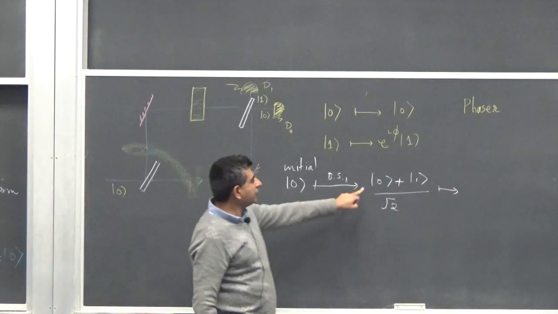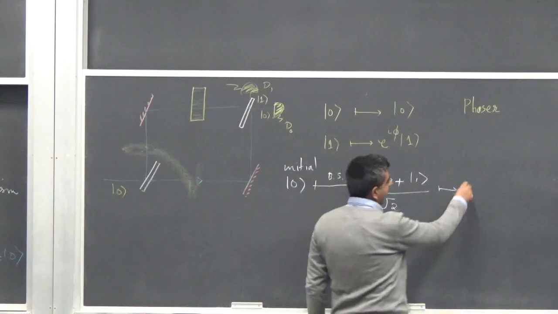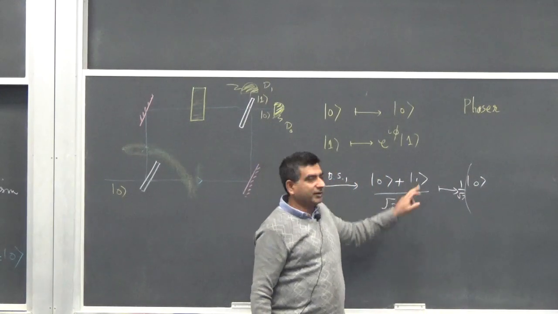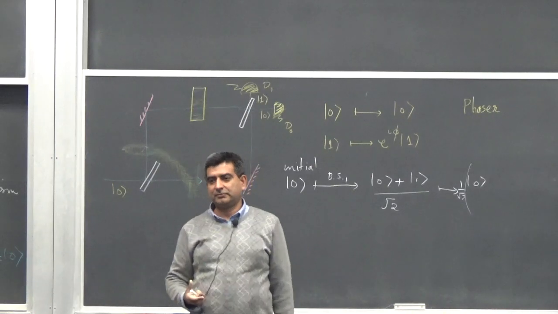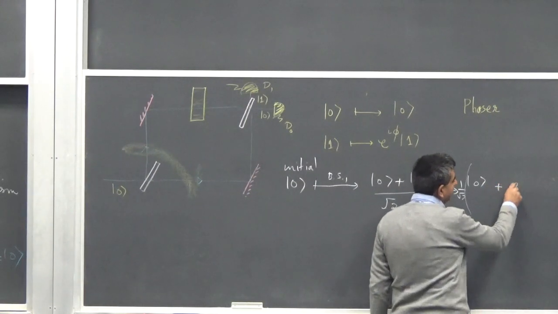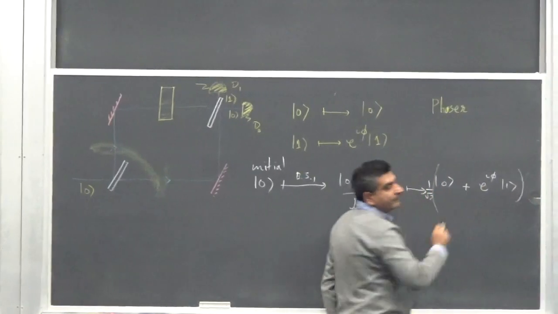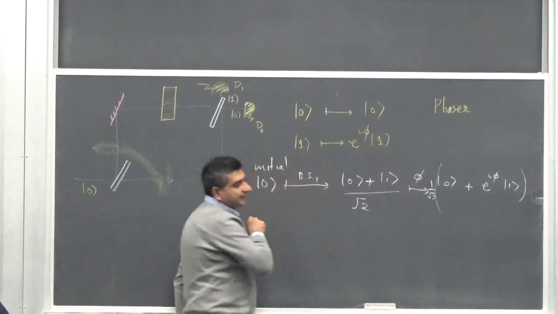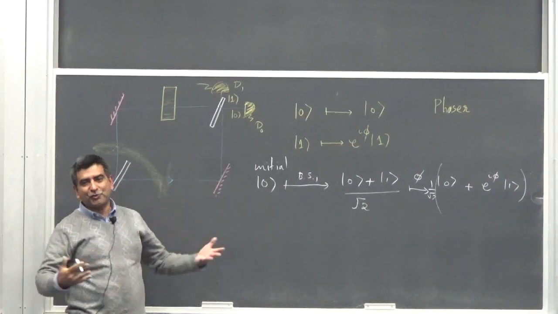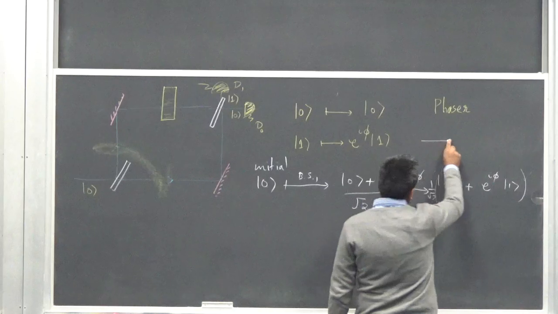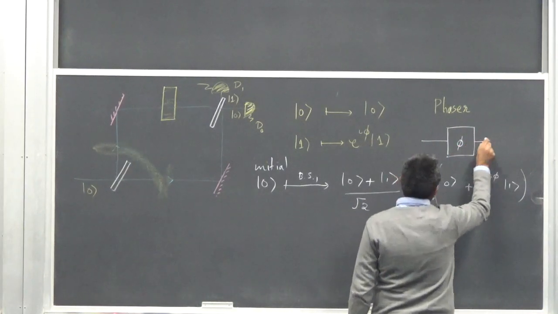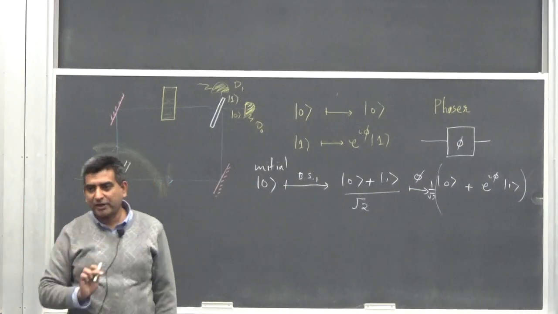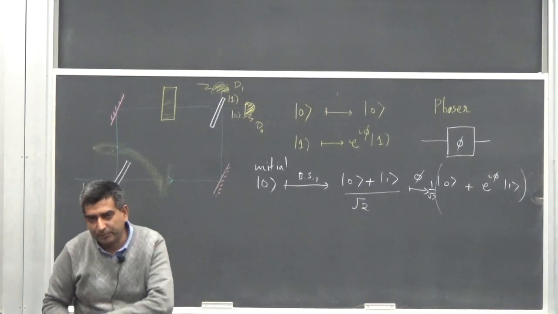So does this phaser do anything to cat 0? It doesn't. So, put this one over under 2 here. And to this cat 1, it adds a phase, a coefficient. Now you will understand the power of those coefficients that I've been talking about. So, this is what happens after the phaser. The phaser is also a quantum gate, and could be represented by this box. Phi takes an input, gives an output, a quantum gate. And remember, all of the gates that we're talking about here are single qubit gates. You take one qubit input and one qubit output.